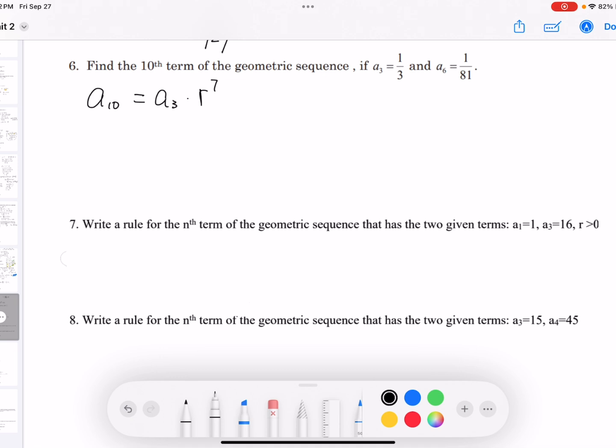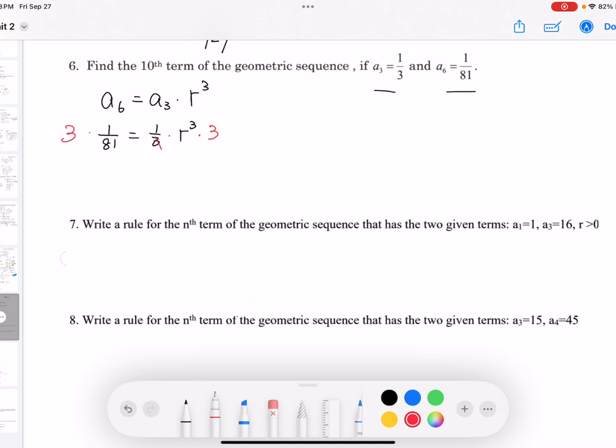How to find the r? By the given information, a sub 3, a sub 6, we can list the relationship between a sub 6 and a sub 3. A sub 6 is equal to a sub 3 times r to the 3rd power, because 3 plus 3 is equal to 6. So a sub 6 is 1 over 81, and a sub 3 is 3, and r cubed. Can you solve for the r? Yes, we can solve for the r. So multiply by 3 on both sides.